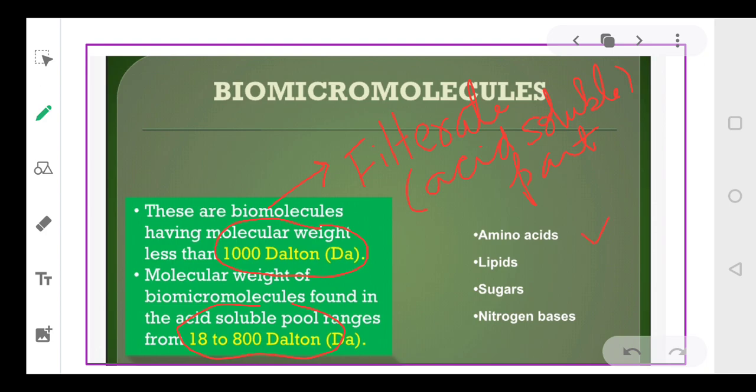And these are your amino acids, lipids, sugars, and nitrogen bases. But out of these four, lipids will never be present in the acid soluble part. Jo lipids hain, wo aapke filtrate mein present nahi honge. Wo aapke retentate mein present honge. Can anybody tell me the reason why we will find lipids in the retentate, not in the filtrate, although it's a micromolecule? Now, lipids basically, dear students, form spherical micelles. And those micelles cannot filter through your cheesecloth or the cotton. Thus, although it is a micromolecule, you will obtain it in the retentate.